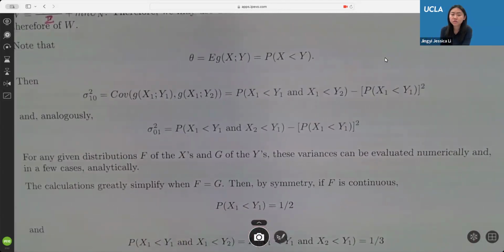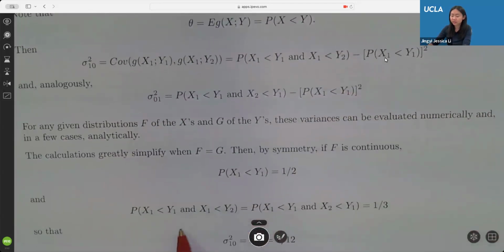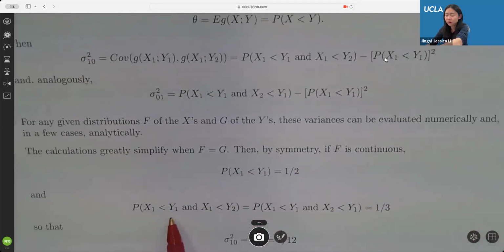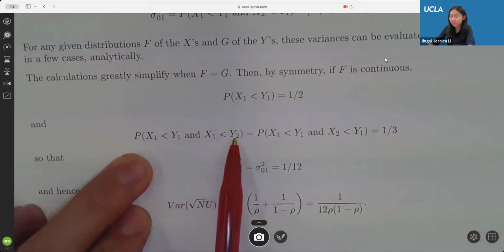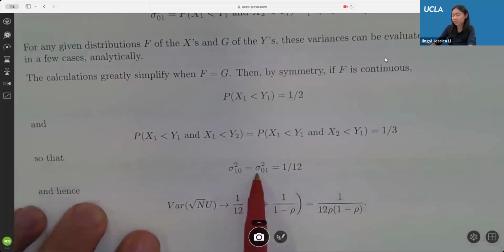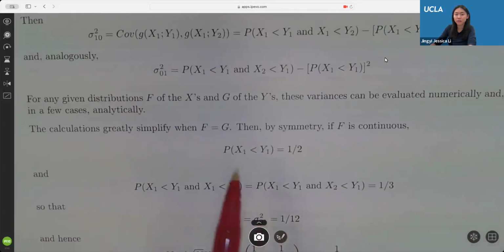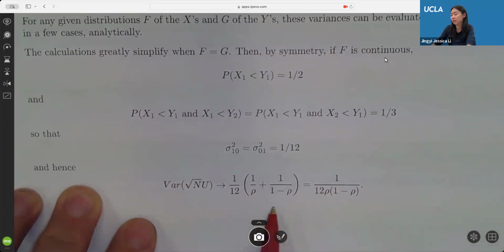The null, F equals G. Then by symmetry, if F is continuous, the probability that X1 is less than Y1 is just 1/2. Then this becomes just 1/2, this becomes just 1/2. And this probability, that X1 is less than Y1 and X1 is less than Y2, because these three things are IID from the same distribution F equals G, is 1/3, right? So therefore you can easily calculate 1/12 for both of these two things. And then you can just get this asymptotic distribution, based on the theorem.